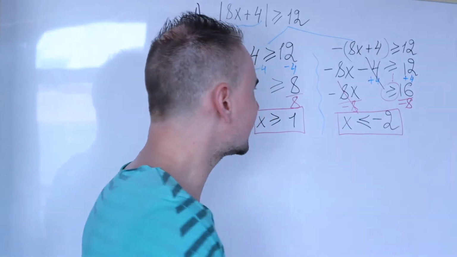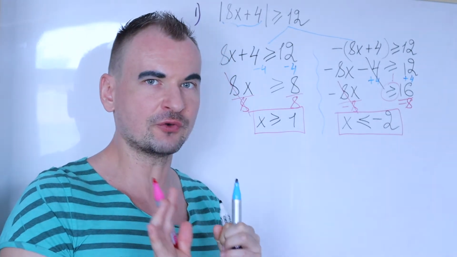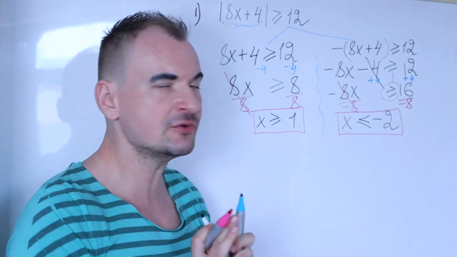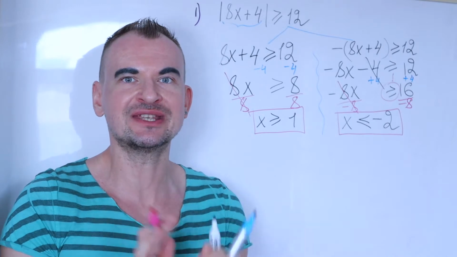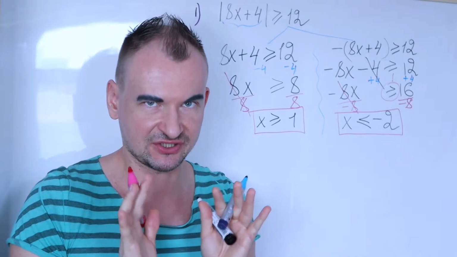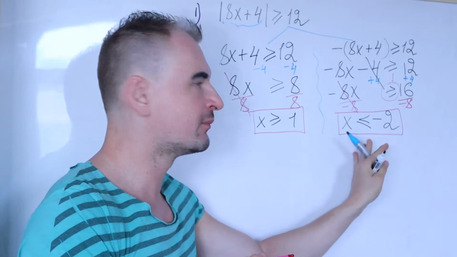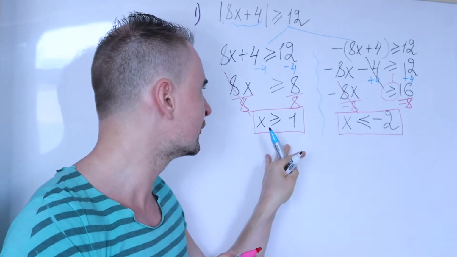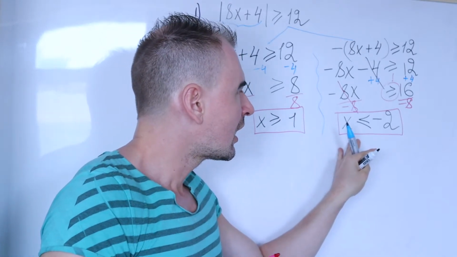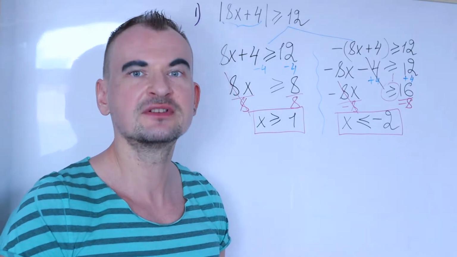So this is your second solution set. For your final solution sets, since this is an absolute value inequality and your solution is infinitely many x's, it's a set. It's a set in math. So basically it's all x's that satisfy both of these two inequalities. So your x's are greater than or equal to 1, and also less than or equal to negative 2.